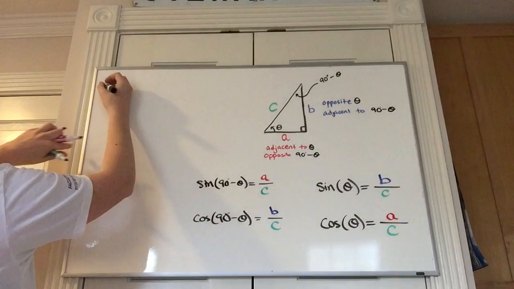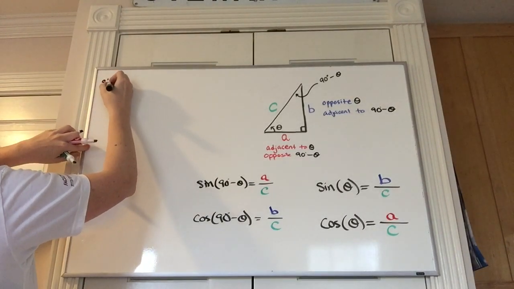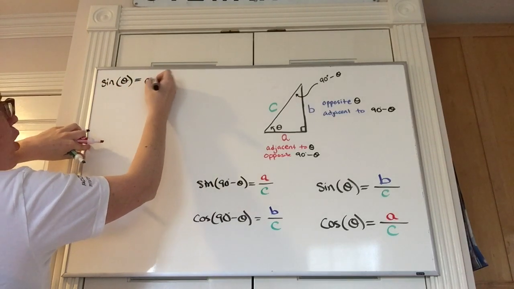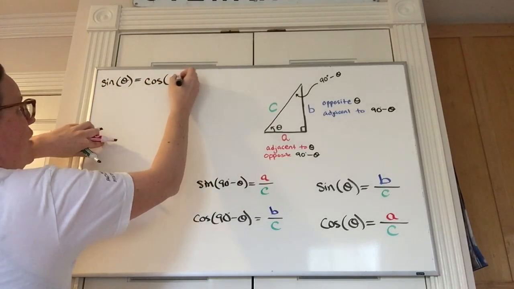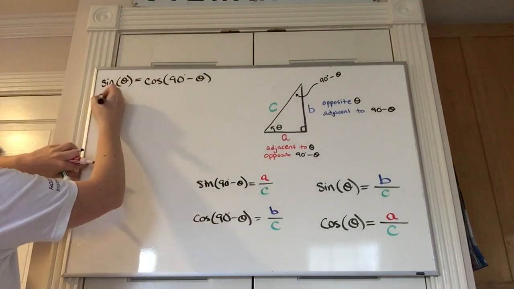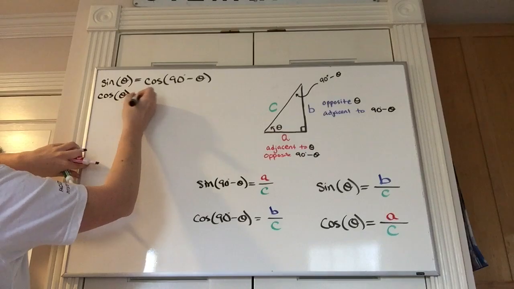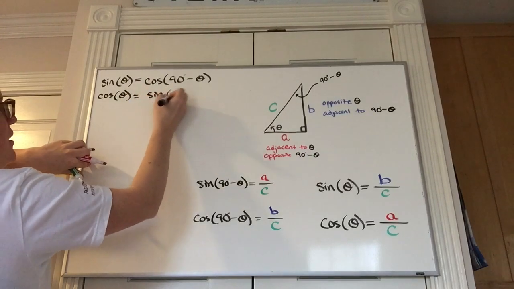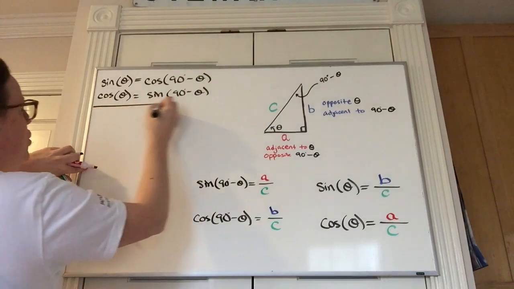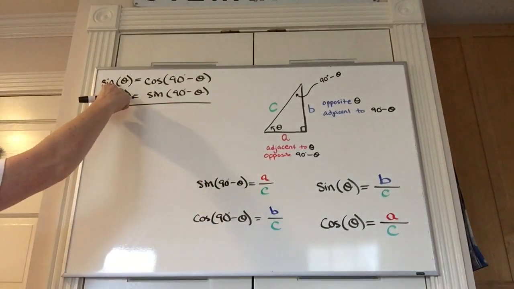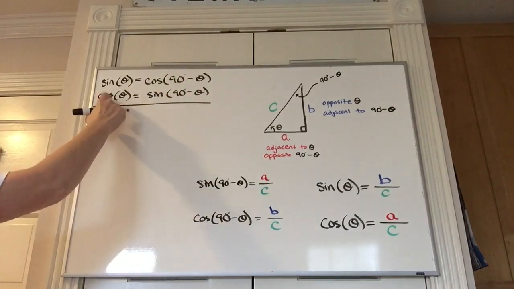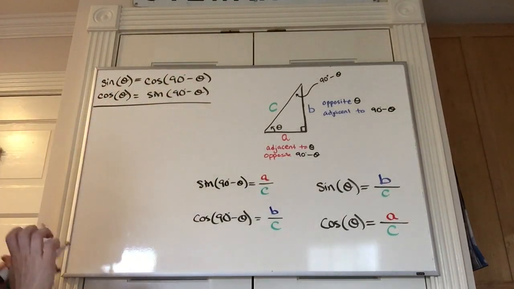It is always the case that if you take the sine of an angle, that will be equal to the cosine of that angle's complement. And further, it's true that the cosine of any angle will be equal to the sine of that angle's complement. So between these two co-functions, the sine of one angle is equal to the cosine of the complement. The cosine of the angle is equal to the sine of the complement.